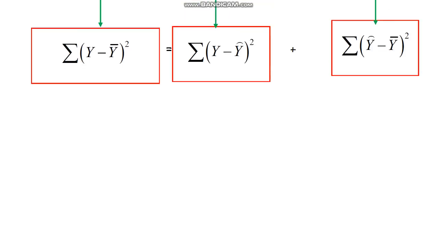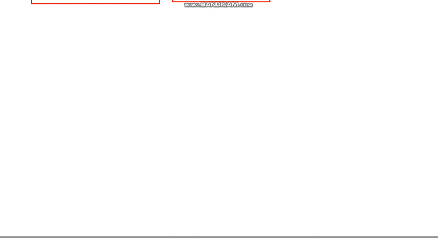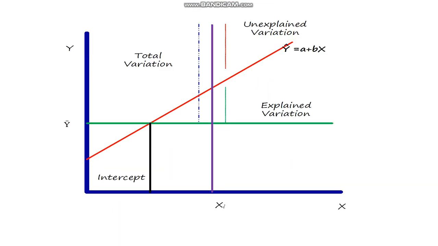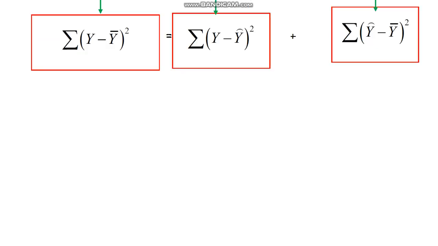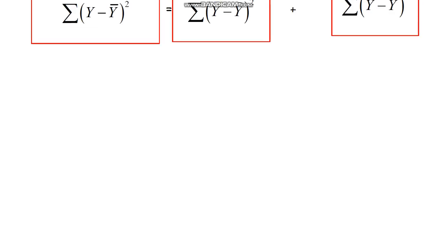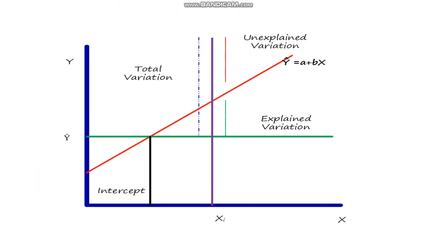Explained variation is y cap minus y bar, squared. So this is explained variation. And this blue dotted line shows total variation: y minus y bar. Here we see y minus y bar, so y minus y bar squared is the total variation.